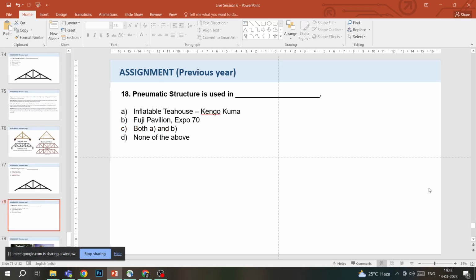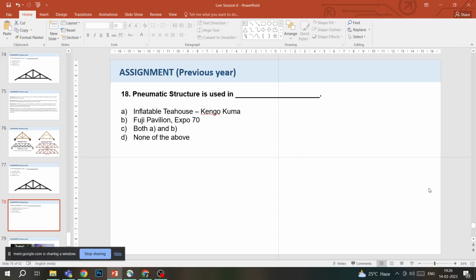Pneumatic structure is used in: inflatable tea house Kengo Kuma, Fuji Pavilion Expo 70, both A and B, or none of the above. We all know what a pneumatic structure is by now. We have covered it in almost all the questions, and you must have seen all the lectures also. So you are all pretty well aware of what a pneumatic structure is, and I will not talk about it again. I will just show the two examples that have been given, and then we will answer this question.